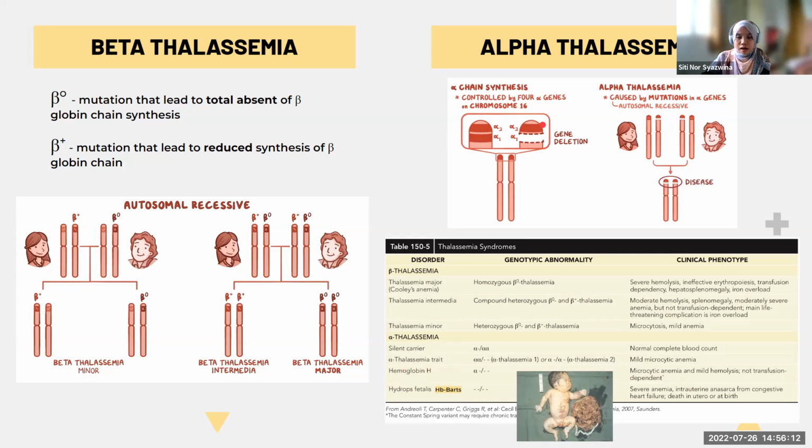However, if there are 4 gene deletions, where all the alpha genes are mutated, this is the most pathological. The patient will present with hydrops fetalis, or hemoglobin Bart's, and will die in utero or immediately after birth. So in alpha thalassemia, the severity of the symptoms depends on how many gene deletions occur.